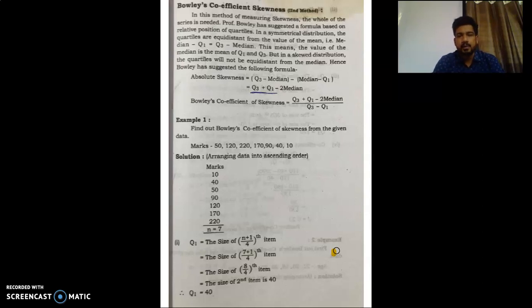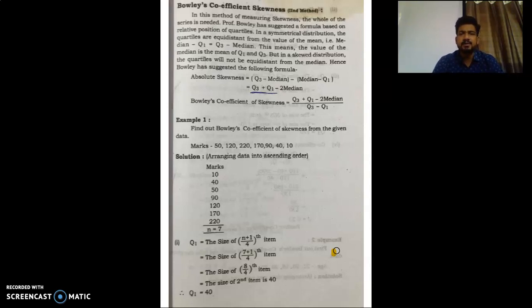Before starting the problem, we will see the formula and the logic behind it. In this first lecture of this method, we will see the problem of individual series, then we will have a separate lecture for a discrete series, and the last lecture of unit number 3 will be a separate lecture for a continuous series. Okay, so we will start Bowley's coefficient of skewness.